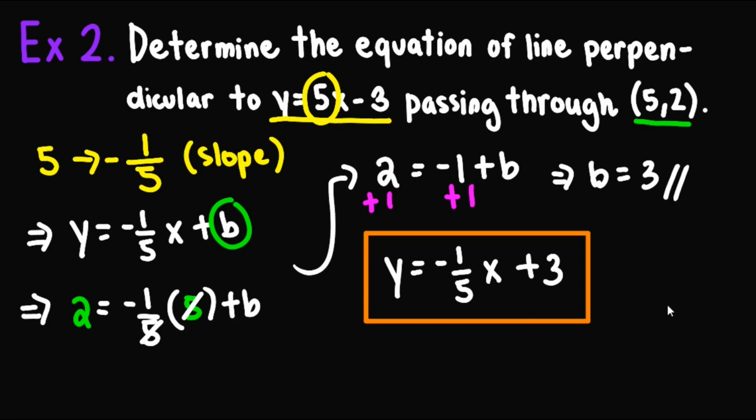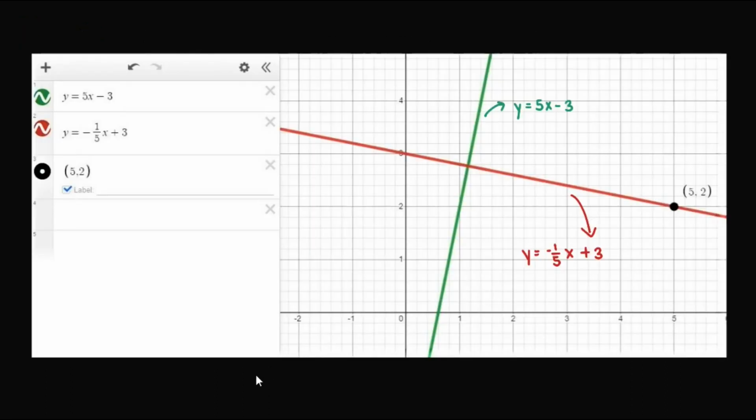To show that this is correct, here's a graph showcasing the two lines that we have. So y equals 5x minus 3 is the given, and y equals negative 1 over 5 x plus 3 is the line that we got. So clearly, these two lines are perpendicular. Moreover, the equation of the line that we got clearly passes through the point (5, 2). So we got the correct answer for that problem. So I hope you got this one as well.